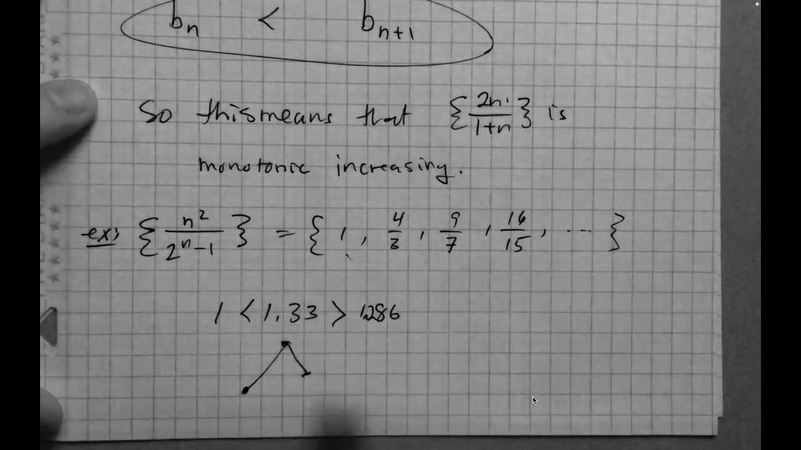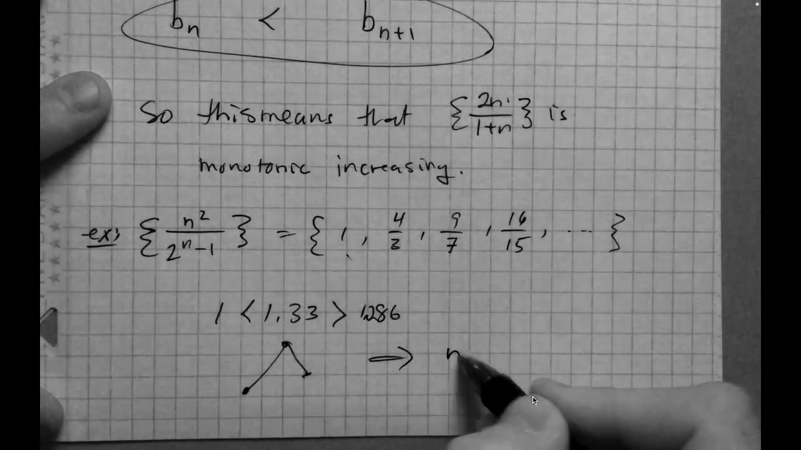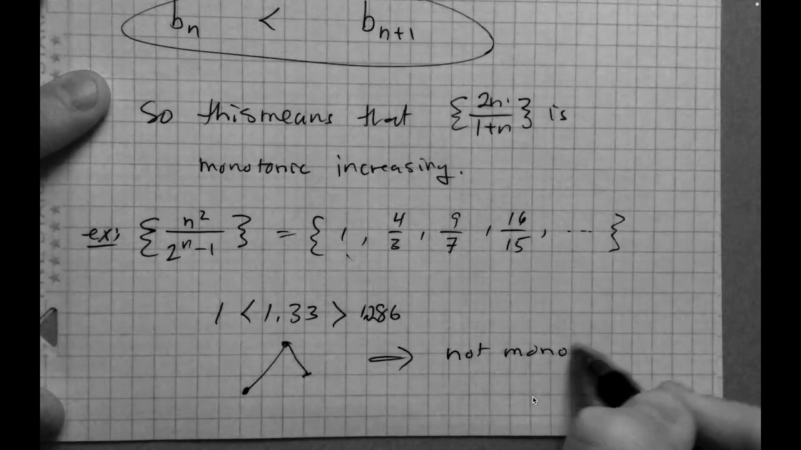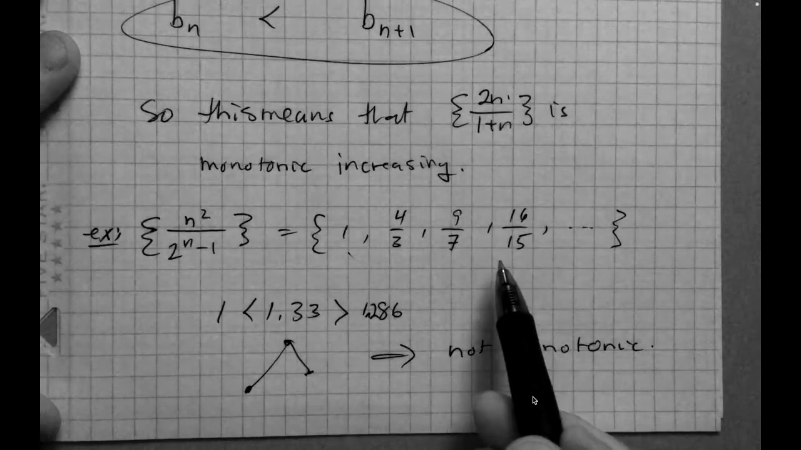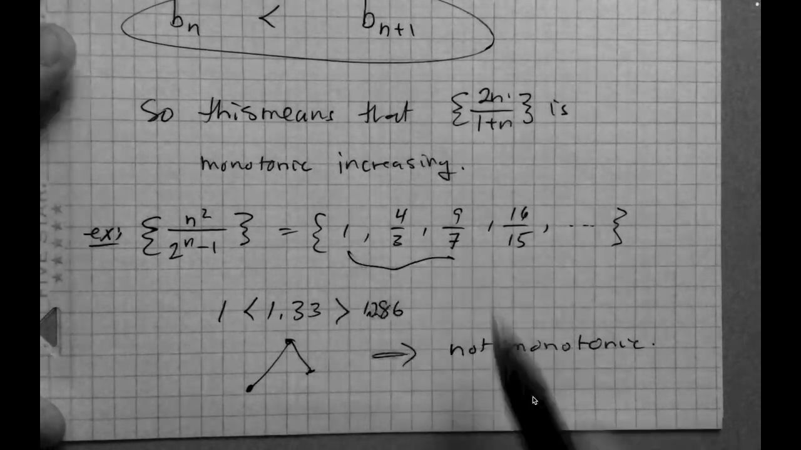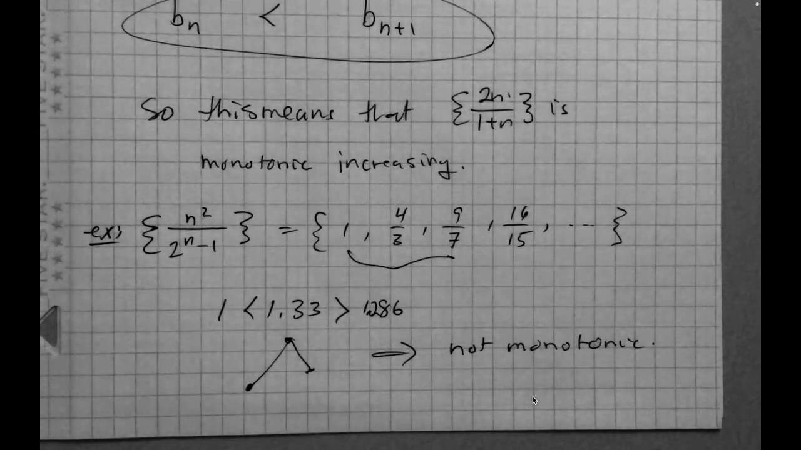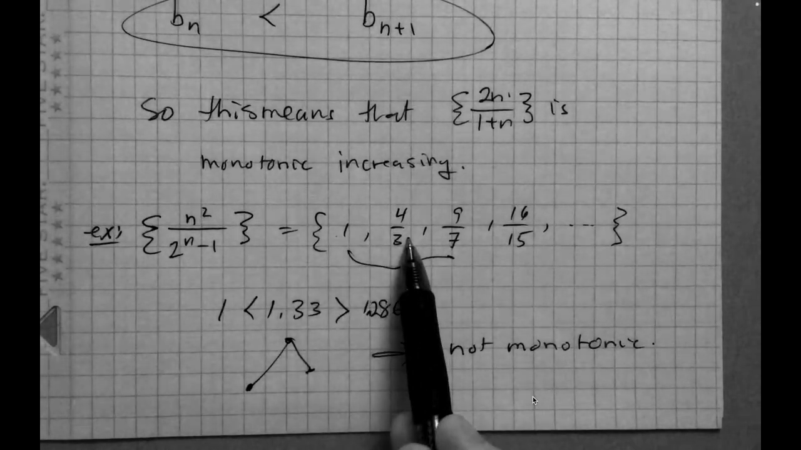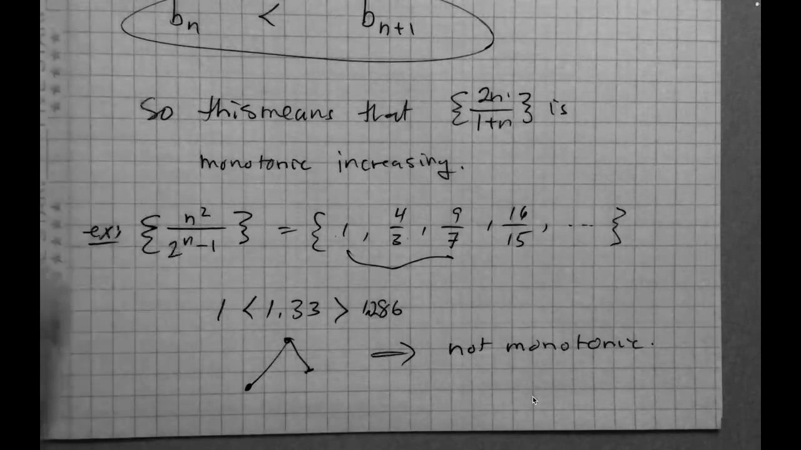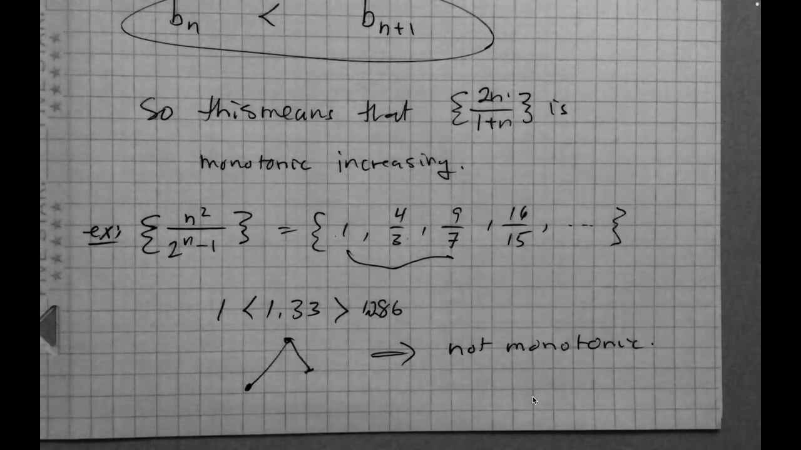So automatically, this is not monotonic. It might be monotonic after this, we don't know, but you've got a problem in the first three terms, where 1 is less than 1.33, which is greater than 1.286. So this one is less than this one, which is more than that one. Automatically not monotonic.